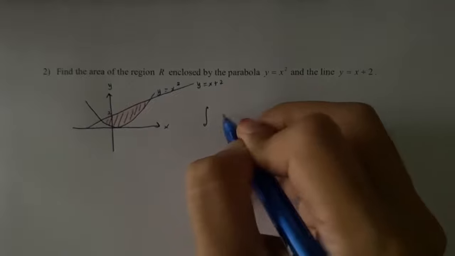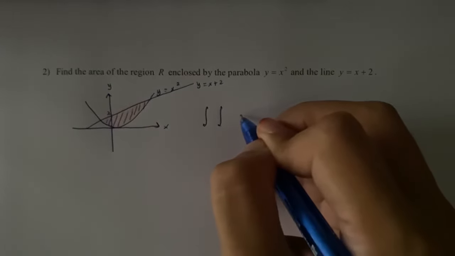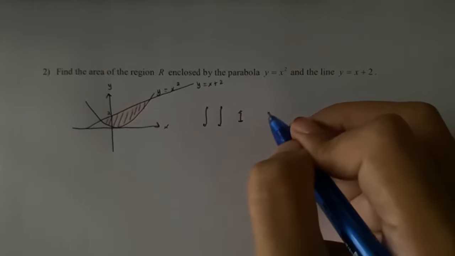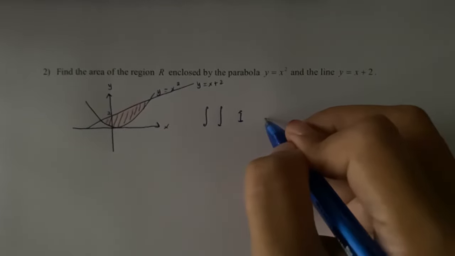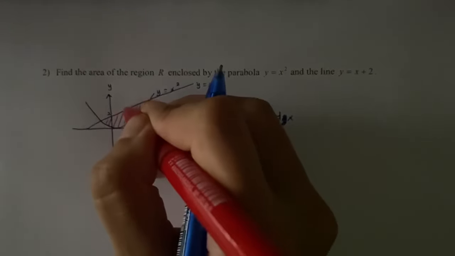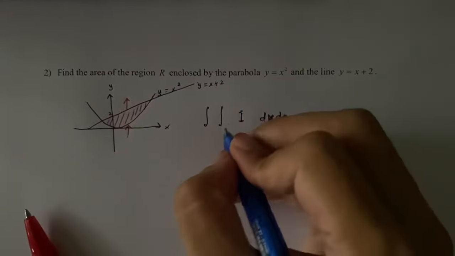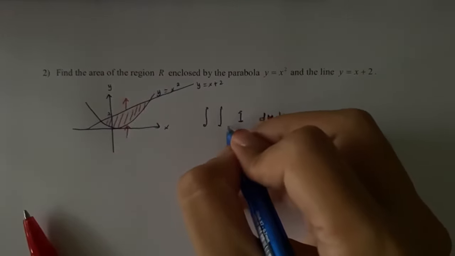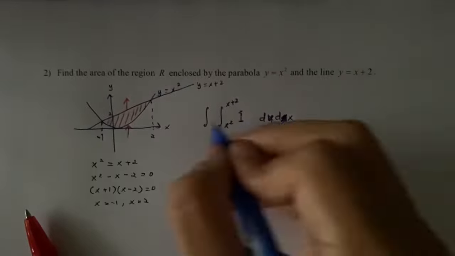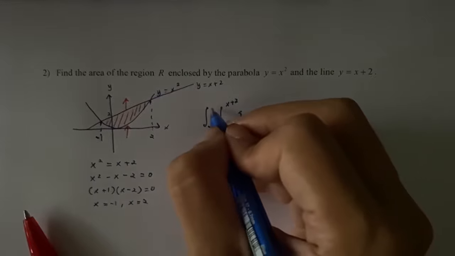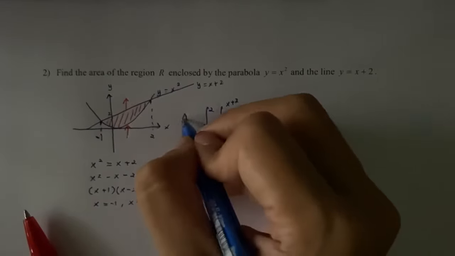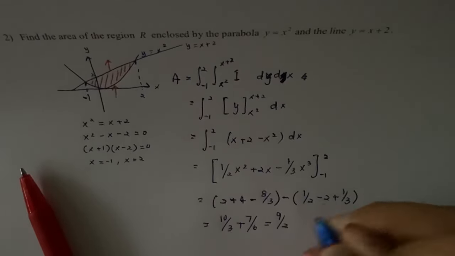From here, you know that this is 1, and then you can have this as dy dx or dx dy. Let's say I want to use dy dx. This is my lower limit and this is my upper limit. So my lower limit is x squared, my upper limit is x plus 2. My x limit is -1 to 2. Okay, for the area, this is the area equal to 9/2.